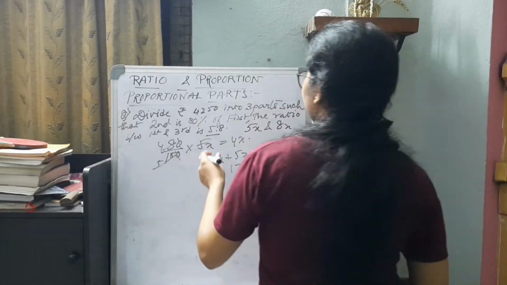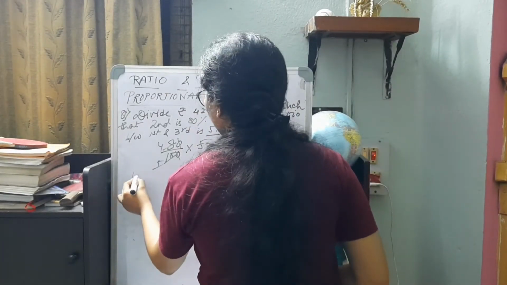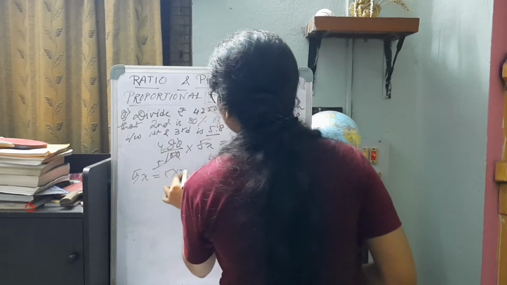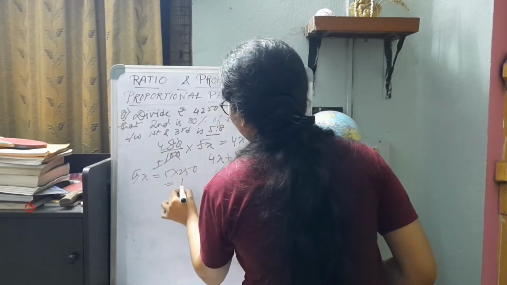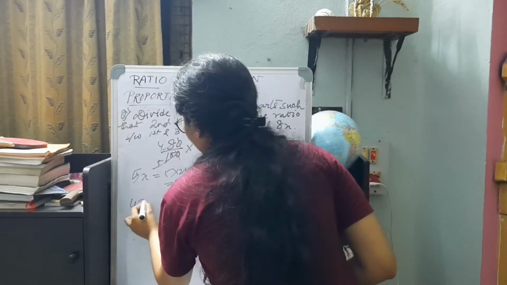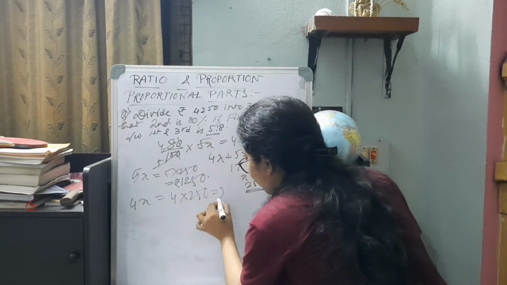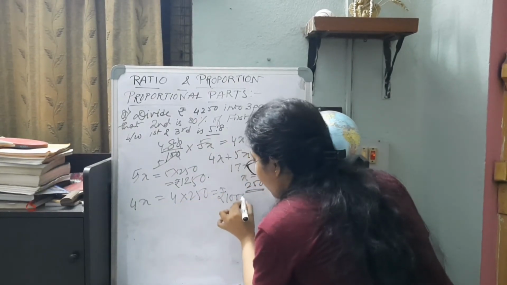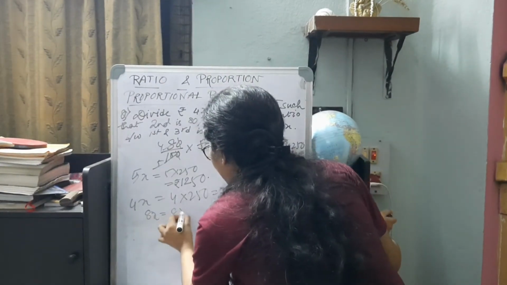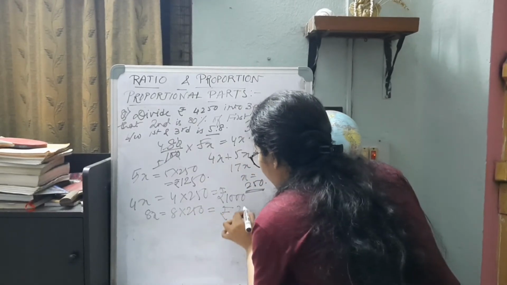Hence, we have been asked to find all the three parts. So, the first part is 5x. It is 5 into 250, which is rupees 1250. Second part is 4x, which is 4 into 250, which is rupees 1000. And the third part is 8x, which is 8 into 250, that is rupees 2000.